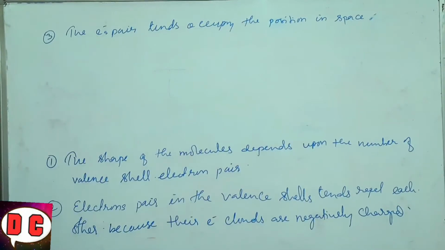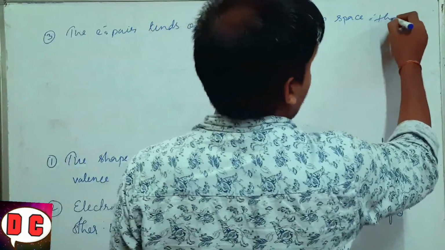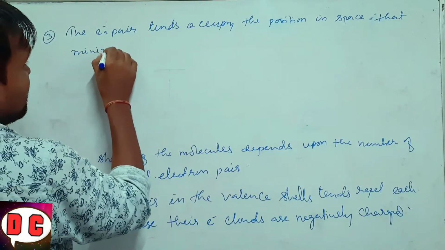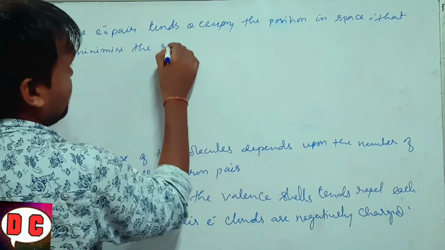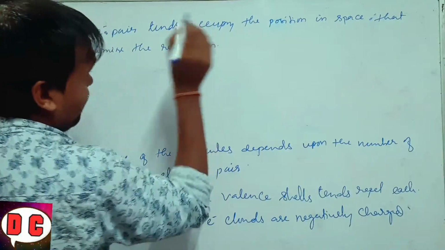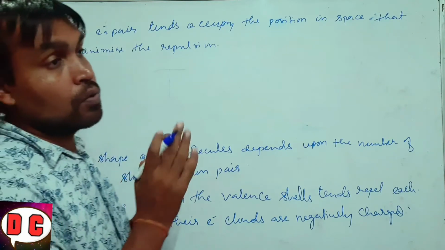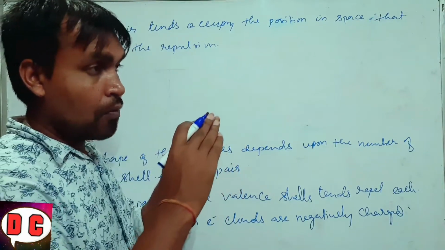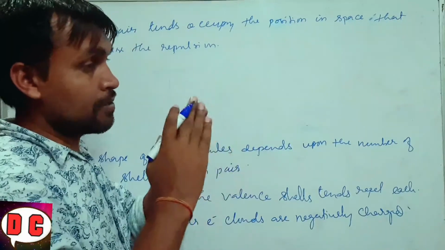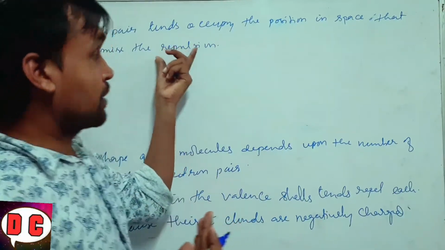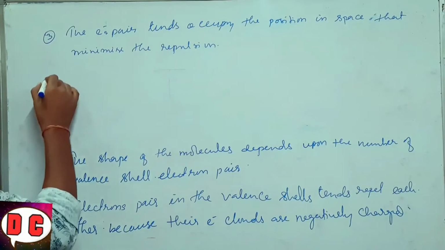The electron pair tends to occupy the positions in the space that minimize the repulsions. So that means what? The electron pairs tend to occupy the positions in the space that minimize the repulsions. Those electron pairs will occupy such positions that the repulsions between them will be minimum. Got it or not? So such positions they want to occupy. So that is what the third postulate tells us.